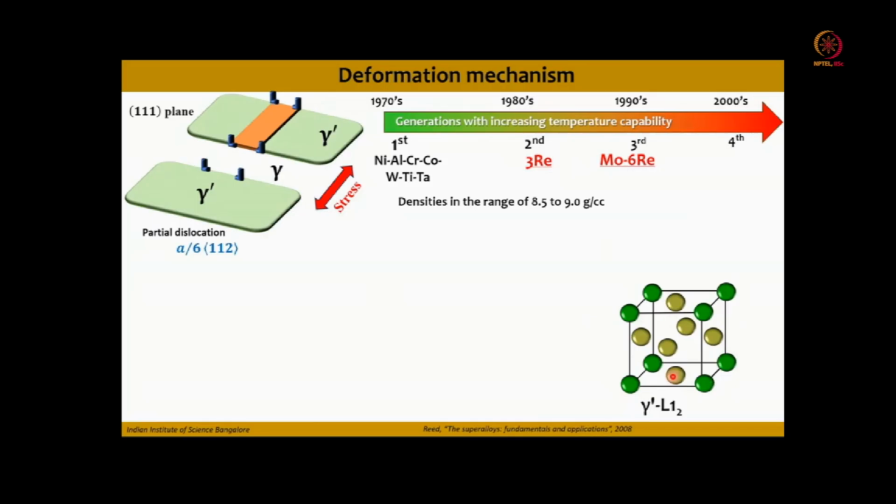But the creep properties of these alloys were very low, even though the densities are lower, between 7.8 to 8.1. So in the second and third generation, there is a significant addition of rhenium, by 3 weight percentage and 6 weight percentage. Even though the creep properties have increased 2 to 3 fold, the density of these alloys has become more than 9 grams. So typically now fourth generation superalloys have a density of about 9.4 to 9.6 gram per cc. Okay, so it has increased the weight of the blades.